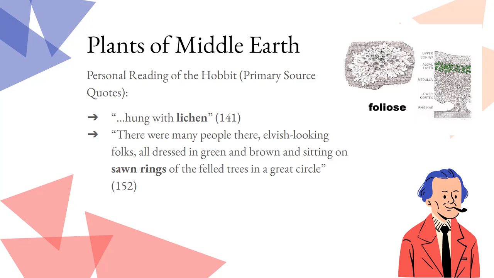Great. We also have sawn rings. Oh, tree ring studies, bingo. They were sitting on top of these tree stumps, so he said sawn rings. So I was like, oh my gosh, there's clearly some seasonality in here, and we can also reconstruct some climate in Middle Earth. If the trees move or not, that's up for debate, but yeah.